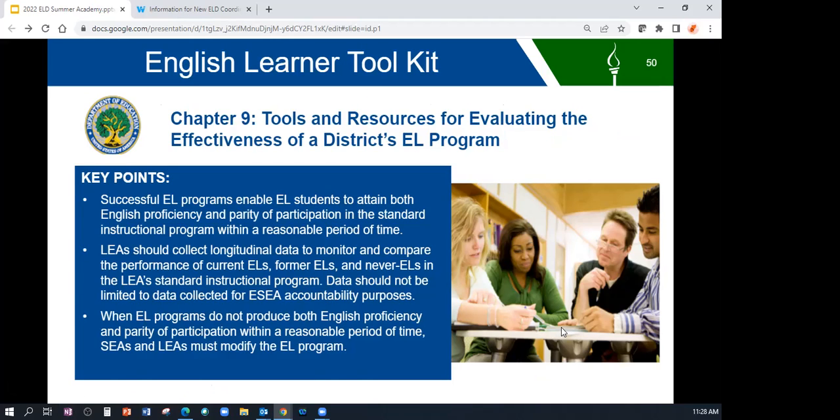And then chapter 9, there are some tools and resources for evaluating the effectiveness of your district's EL program. So annually, you should look at your program and see if you are meeting the needs of your students.